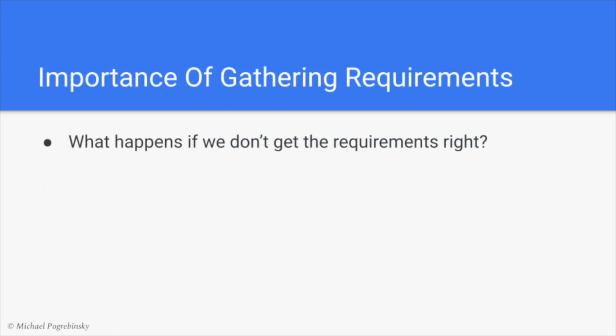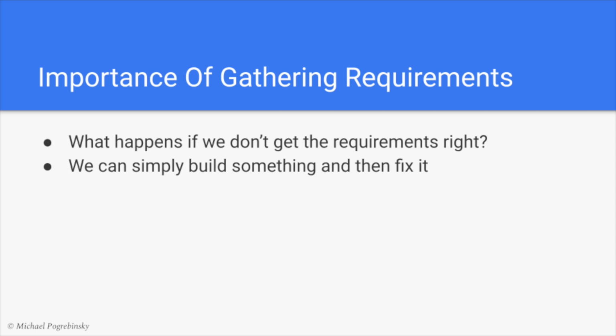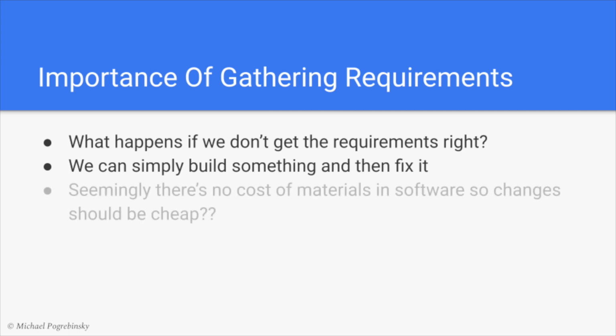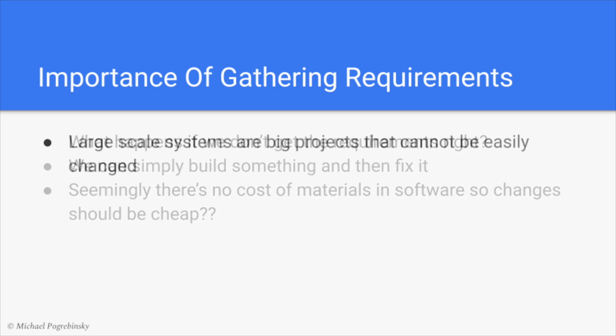Now, what happens if we don't get all the requirements right? Can't we just do it incrementally? Why can't we simply build something and see if it satisfies the client? And if it doesn't, no big deal. We can just fix it, can't we? After all, we're not building a building or a bridge here. There's seemingly no big cost of materials in software, like in mechanical engineering, for example, or construction of a building.